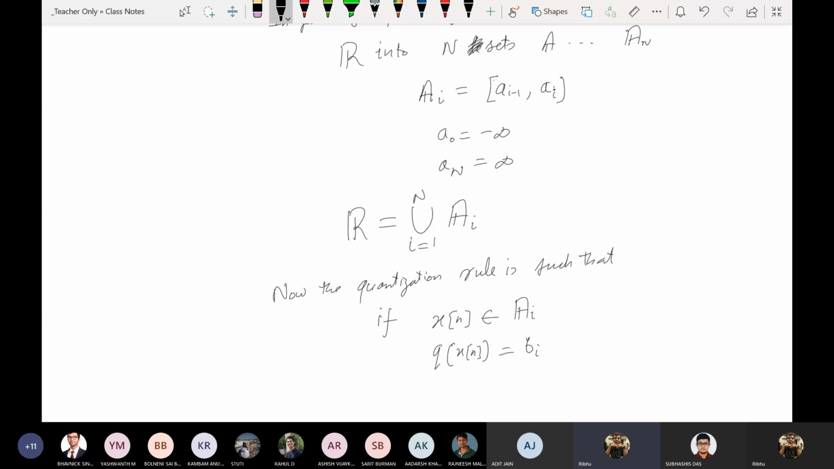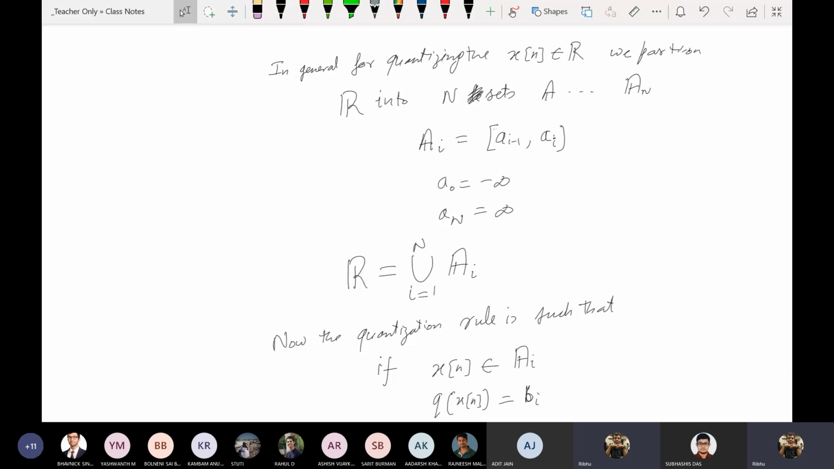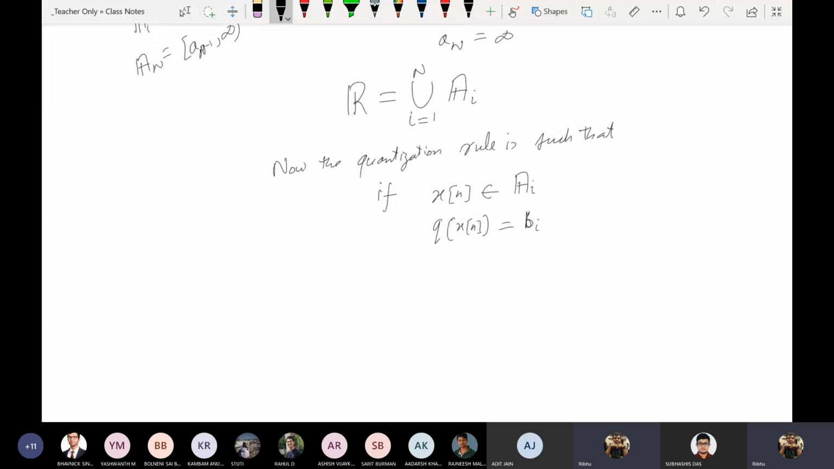So these sets need not be equal, right? Not in the length sense. So these definitely won't be equal, because A1 will always be minus infinity to A0, and AN will always be A(N-1) to infinity. Sorry, minus infinity to A1. So these need not be equal in length.